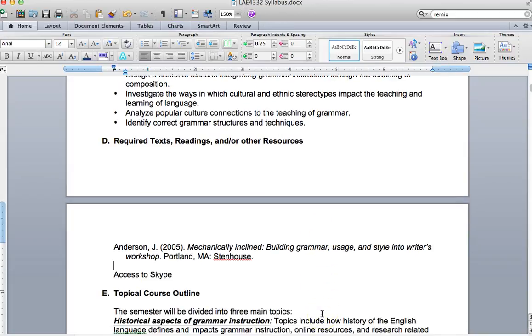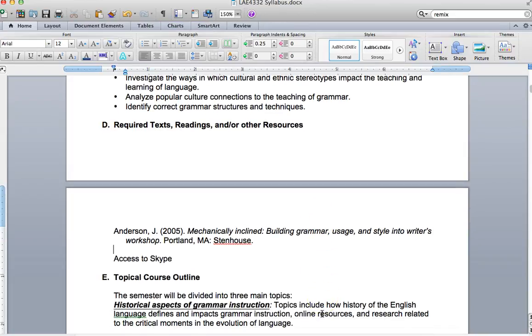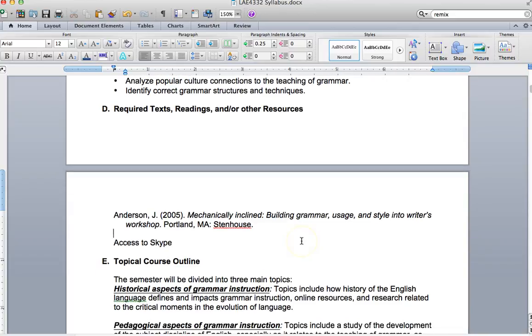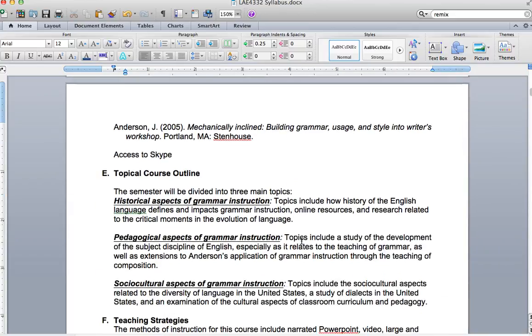The required text for this course is Mechanically Inclined. You will get quizzed on this text, so make sure that you buy it and you read what it is all about. Hopefully it's an interesting read. I found that it's pretty easy to read because it's a practical guide for teachers. You also need access to Skype, particularly if you want to Skype with me to chat about something in particular.